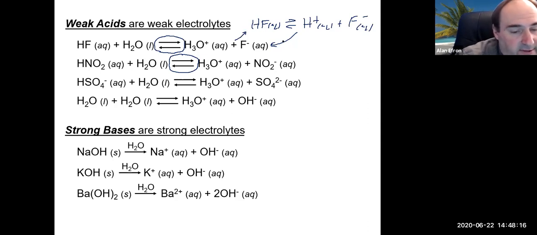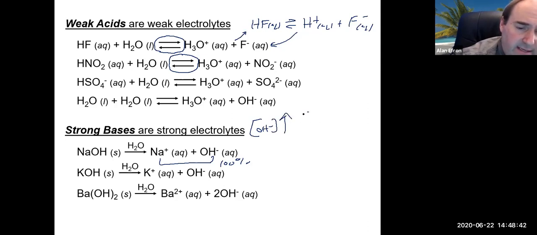Our strong bases here are, again, strong electrolytes, which means just like our strong acids, 100% of what you got in that solution is what's on the product side. None of the sodium hydroxide will still be together. And what that means is it produces a lot of free OH minus. And since there is a relationship between OH minus and H plus, as we make a lot of OH minus, the amount of H plus will go significantly down. And that means the pH will go up, obviously.